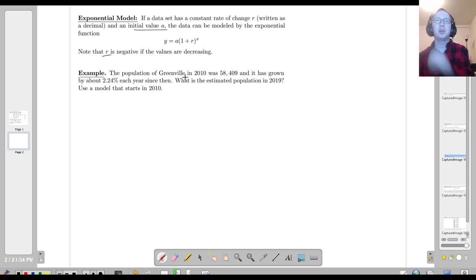So let's try out a problem here. The population of Greenville in the year 2010 was 58,409, and it's grown about 2.24% each year since then. So essentially, they just gave us the percent change. So instead of writing that as a percent, I'll write it as a decimal, so 0.0224. And the initial value, since we're going to use a model that starts in the year 2010, is 58,409.